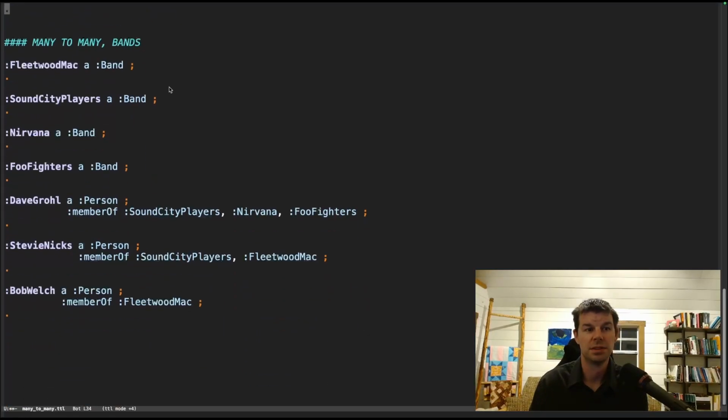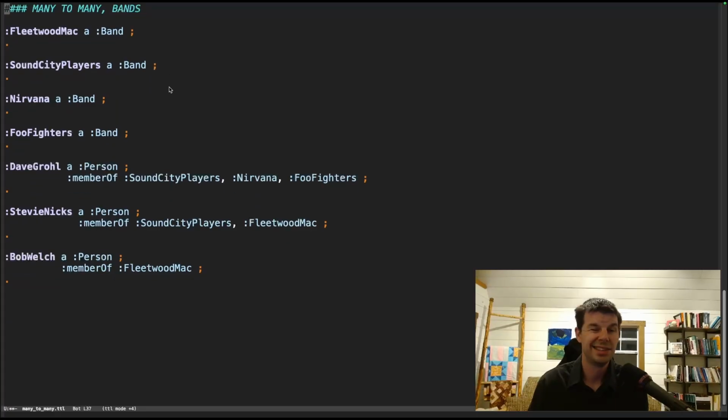Many-to-many relationships. More complicated? No, not really. There's more entities because I wanted to show many-to-many in this case, but the general mechanics of this are exactly the same. We've got our bands, Fleetwood Mac, Sound City Players, Nirvana, Foo Fighters, and then we've got our band members, Dave Grohl, Stevie Nicks, Bob Welch, and then we just connect those band members to the bands they're in with something like a member-of edge that connects them. Here we have a many-to-many relationship.